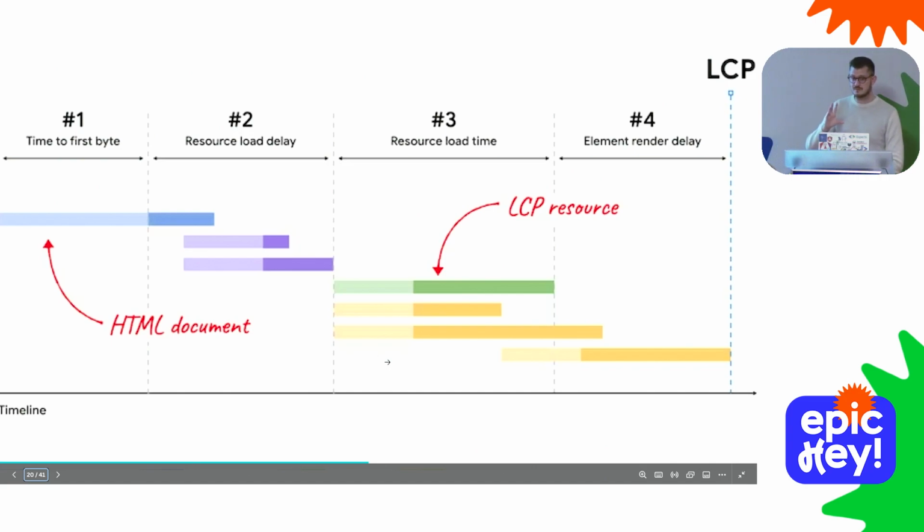So the goal to improve the LCP score is just to parallelize the downloading of LCP resources and style sheets, okay? And also, the goal is to begin the downloading of your style sheets earlier.